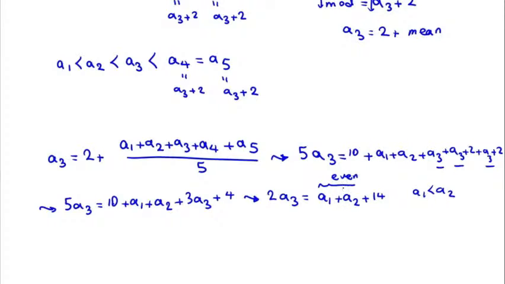A1 plus A2 should be even. They cannot be 2, because then A1 and A2 are positive integers, they will be 1, 1. But A1 should be less than A2. So it can be 4, and we can say 1, 3.